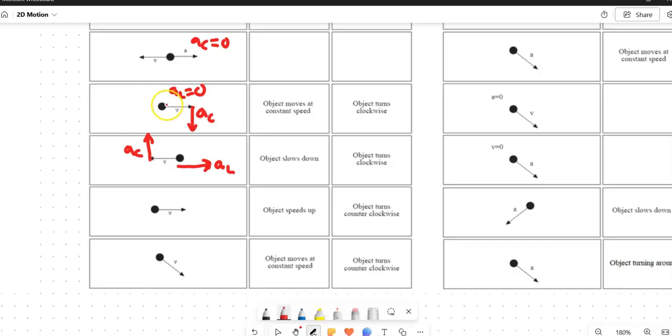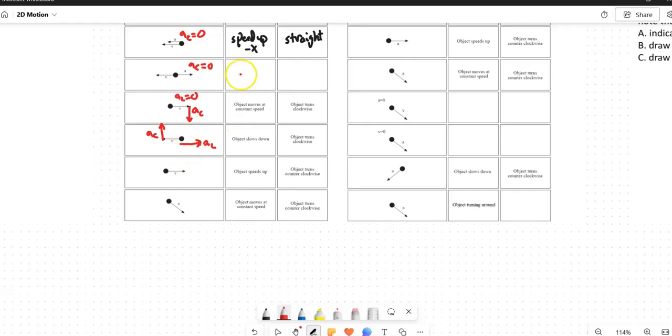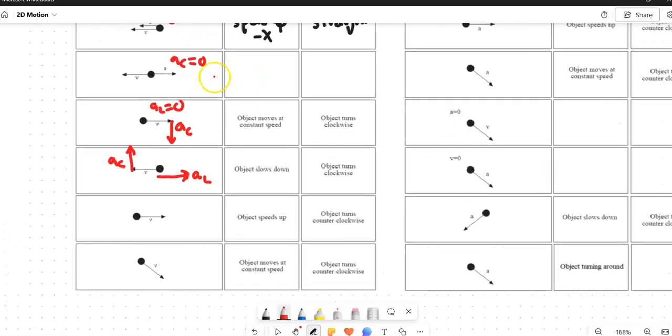So let's see if you can try these other ones on your own. What is happening here? Is it speeding up, slowing down, or constant velocity? And is it in a straight line or is it turning? Try doing these on your own.